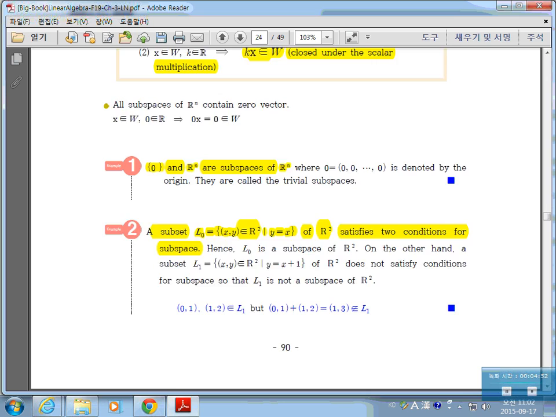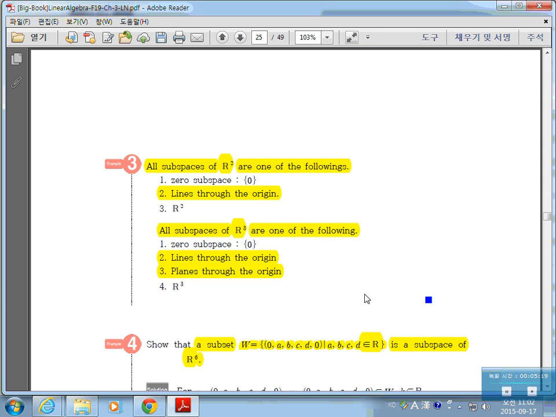As you see here, L1 and L2 are in here. 0, 1 and 1, 2 are in L1, but the vector addition of those two vectors is not in there. So you see, it's not closed. So some lines are subspaces and some lines are not subspaces of R2, because the sum does not pass through the origin. Any line in R2 that does not pass through the origin is not a subspace of R2.